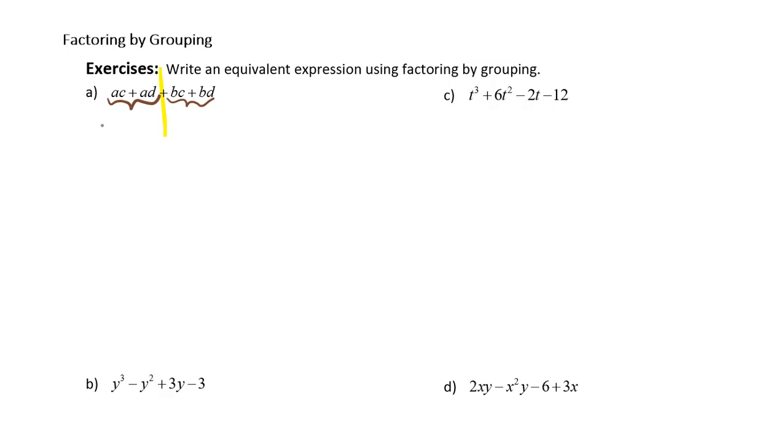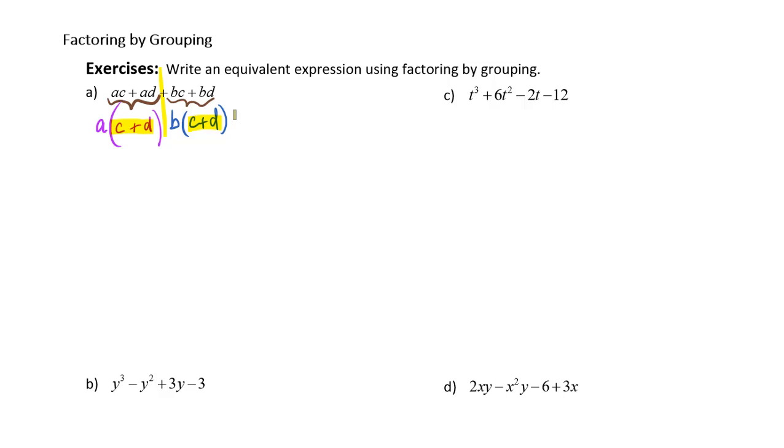I can see there's a common factor of A in the first grouping, and I have C plus D left over. If I look at the second grouping to the right of the vertical line, I can see I have a common factor of B. And C plus D is left over. Well, that's convenient because C plus D is what I had on the other side.